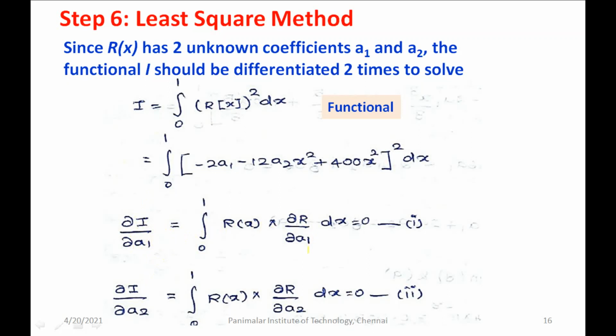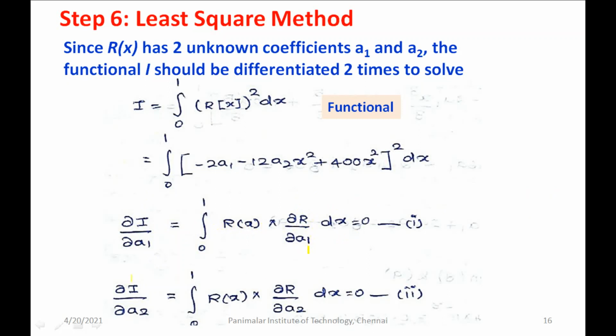Once you get this I value, the functional value, what we are going to do is differentiate the functional with respect to the unknowns, a1, a2, like that. So directly we can express that differentiation. Dou I by dou a1, that is partial differentiation, will be equal to the integral of r of x multiplied by dou r by dou a1 into dx. That is another way of solving this least square method.